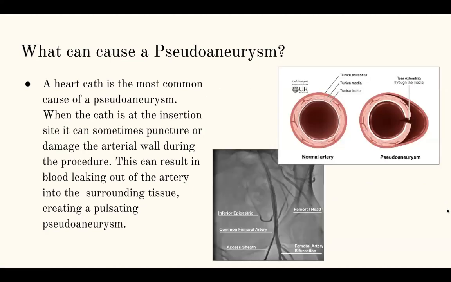What can cause a pseudoaneurysm? A heart cath is the most common cause, and when the cath is at the insertion site, it can sometimes puncture or damage the arterial wall during the procedure. This can result in blood leaking out of the artery into the surrounding tissue, creating a pulsating pseudoaneurysm.